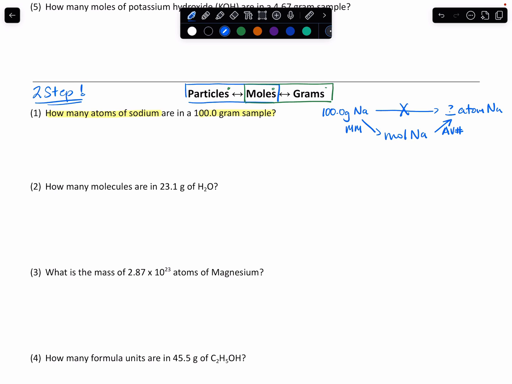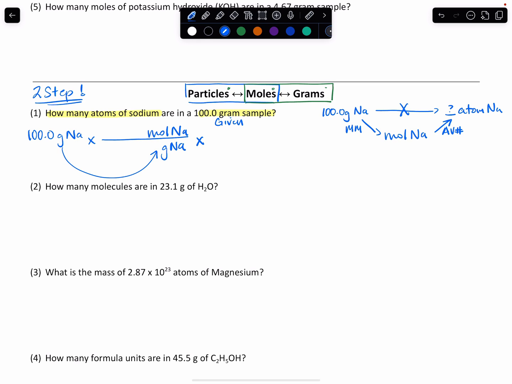So we start with what we have been given: 100.0 grams of sodium. In our first conversion factor, we're going to put those grams in the bottom, so grams of sodium in the bottom. And we said we're going to moles of sodium, so that's going to be up top.